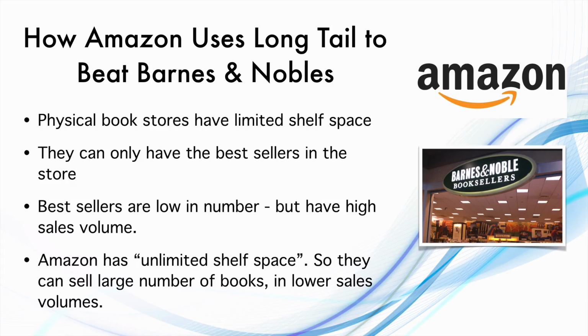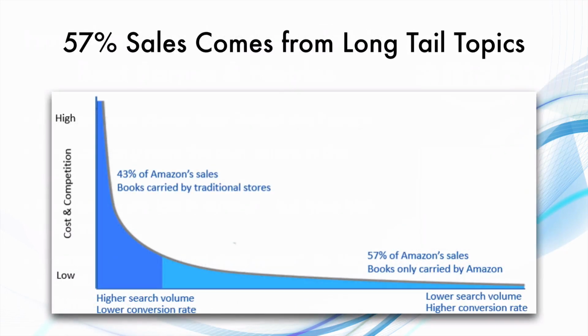So this is basically the long tail, and 57% of the sales come from long tail topics for Amazon. These are topics which are not very popular, but they are going to get some sales every month, and there are a lot of different topics like that. Here you can see 43% of Amazon's book sales are the books which are carried by traditional stores, and 57%, which is more than 50%, is coming from the long tail. So this long tail strategy is applied by Amazon as well.